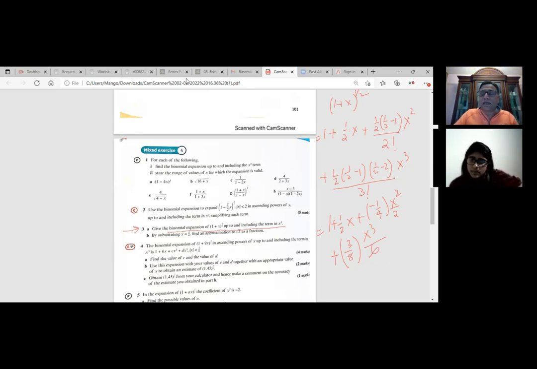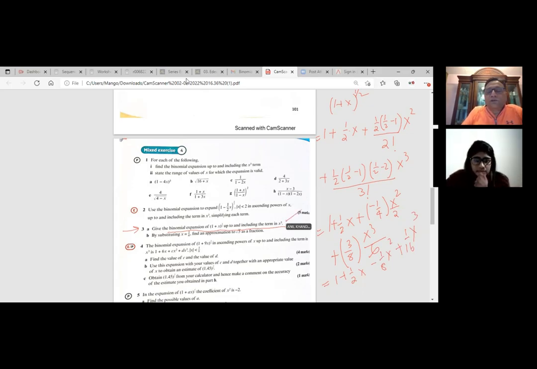Now, you can always add this up and then simplify. So you get 1 plus half x minus 1 over 8 x squared plus, you simplify this, 3 times 16, right? 1 over 16 x cubed. So that is your answer for the first part. Is it okay? Yeah. So you got the first part.